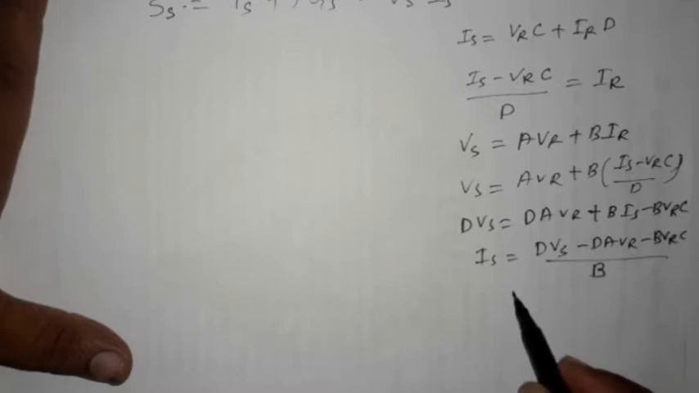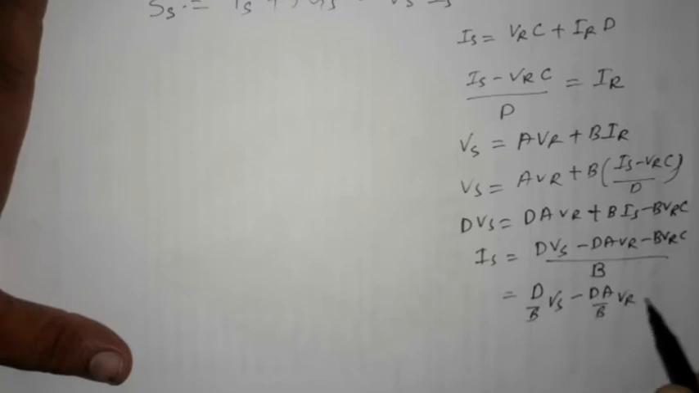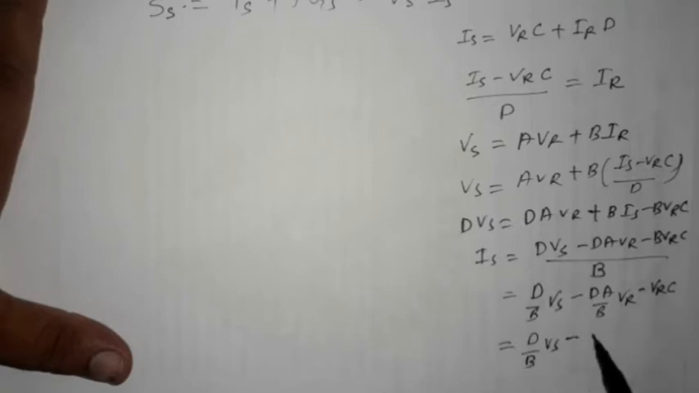So we write this equation as (D/B)·Vs minus (DA/B)·VR minus VR·C/... Now we find a common value: (D/B)·Vs minus, if we find a common VR, (DA minus BC)/B into VR.